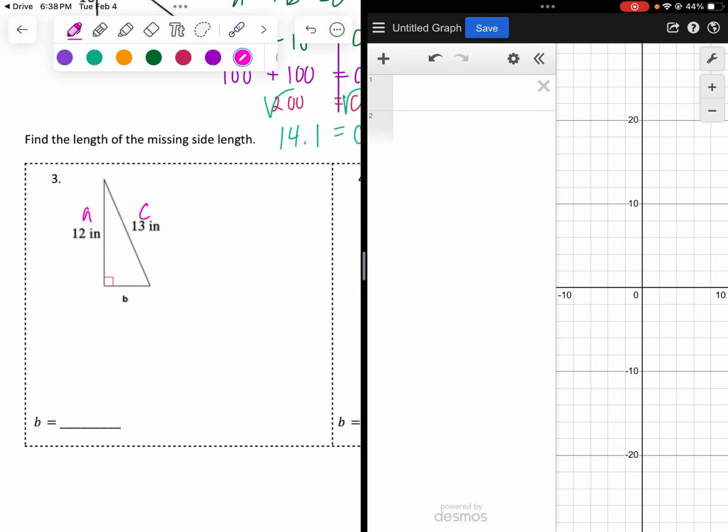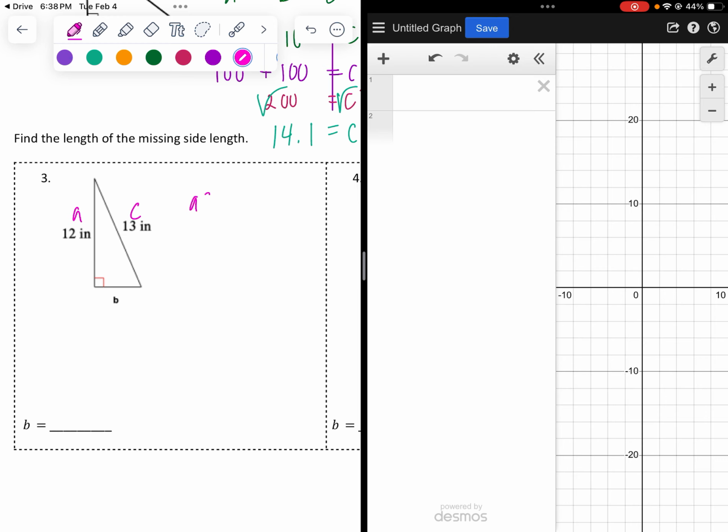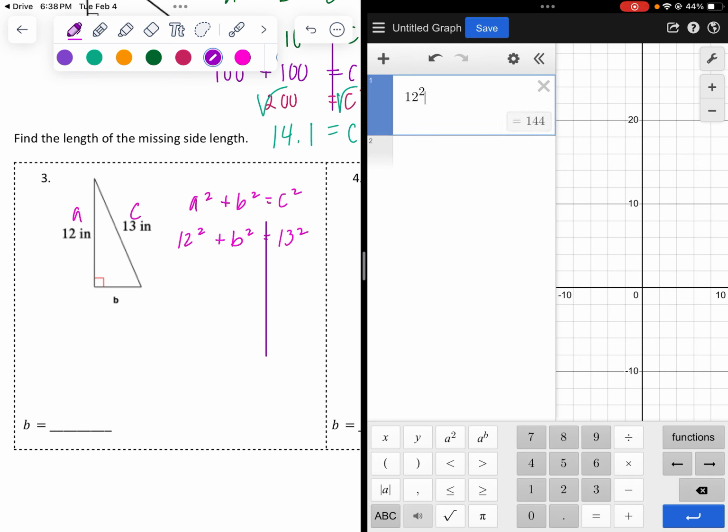All right, so let's do number 3. So I have a squared plus b squared is equal to c squared. A is 12, so I have 12 squared plus b squared. I don't know what b is yet, but that's what we're trying to find. C is 13, so I have 13 squared. Draw my line. 12 squared is 144. I don't know what b is, so I'm going to keep the b squared. 13 squared is 169.